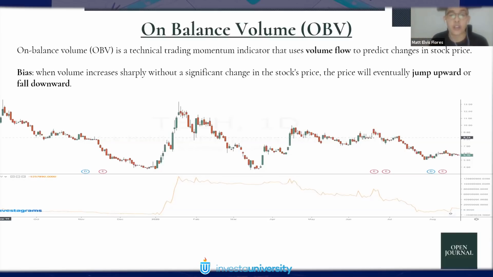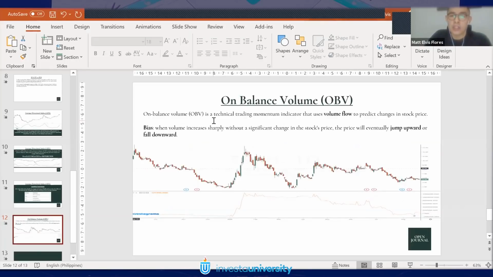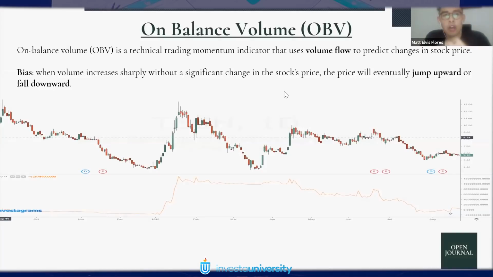This is a sign of accumulation. Okay? Just to put an example, we'll use the on-balance volume. So I said here as a bias, di ba? As a bias, when volume increases sharply without a significant change in the stock price, the price will eventually jump upward or fall down. So like what happened here sa tech, di ba?